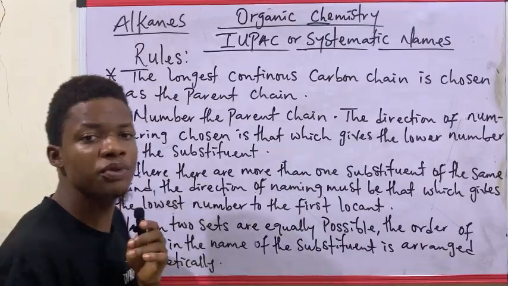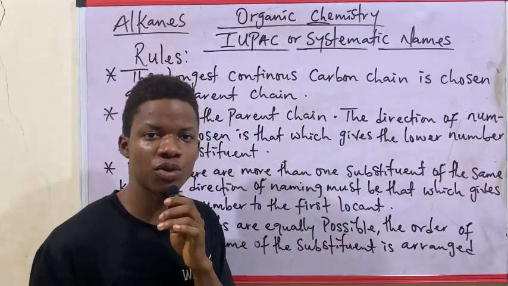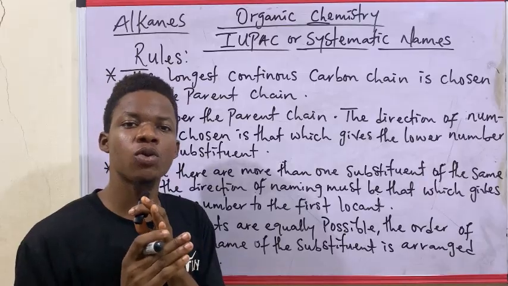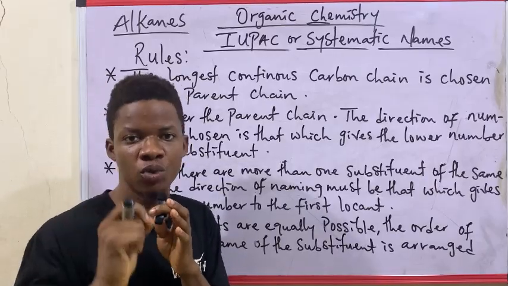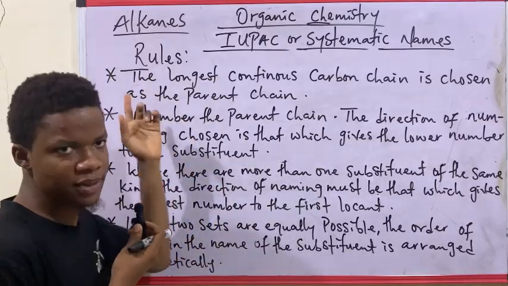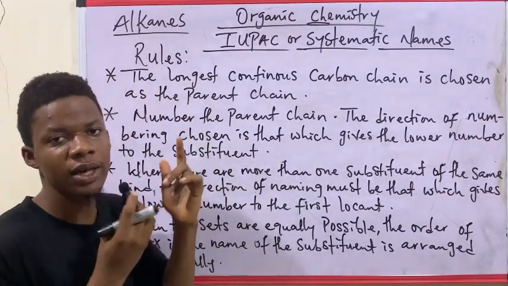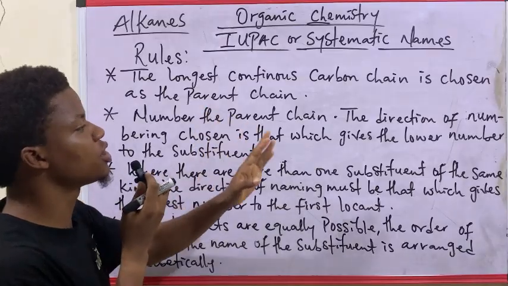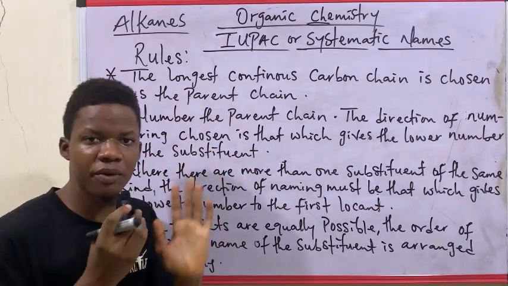Now, there is no principal rule in IUPAC nomenclature, but I will tell you that there is a core or main rule you must not miss. That main rule is rule number one. And what is rule number one? It says the longest continuous carbon chain is chosen as the parent chain.